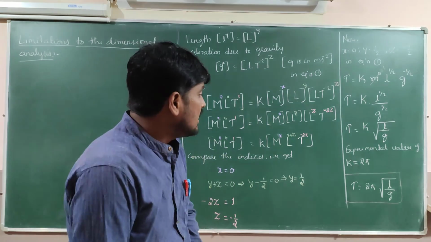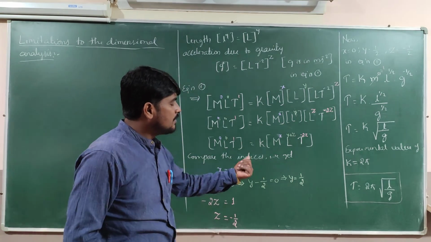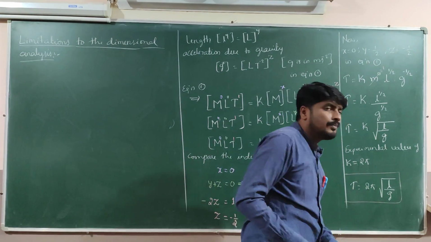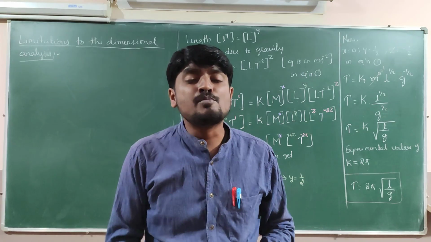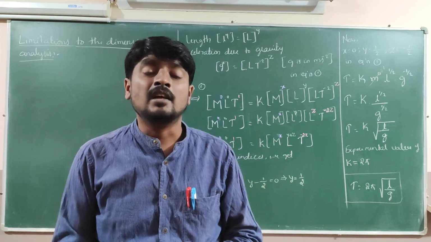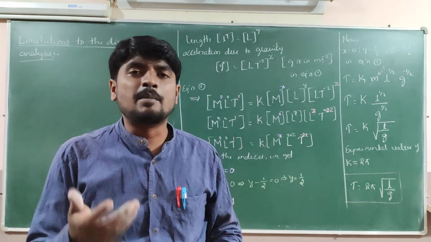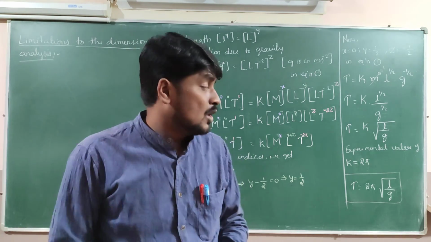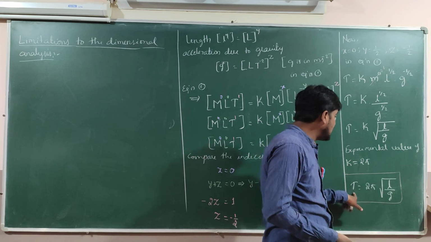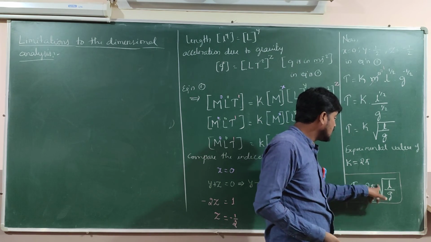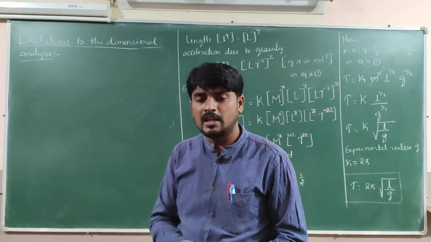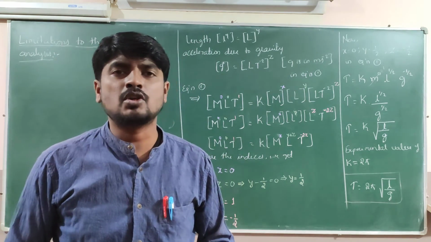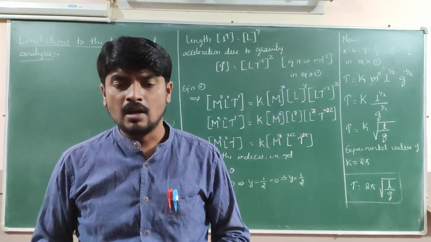Now, in the present equation itself, look at this: 2 pi. It won't talk about 2 pi. 2 pi is a dimensionless quantity, so it won't talk about the dimensionless quantities in a given equation. Hence, it fails. It will definitely give the relation between t and the square root of L by g, but not this 2 pi. It won't give any information about dimensionless quantities.